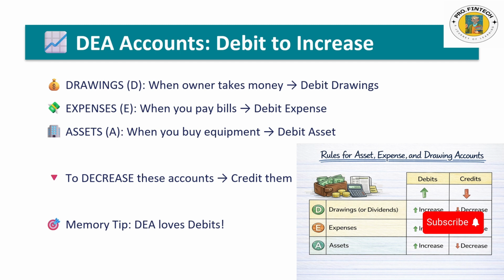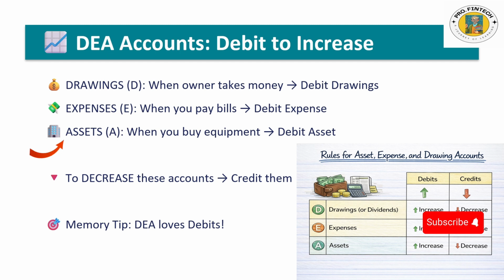Why? Because the business is giving something away. It's like an expense for the owner's personal needs. Expenses: when you pay rent, salaries, electricity bills, or any business cost, you debit the expense account. Think of it this way: expenses are money leaving your business, and we record that by debiting.